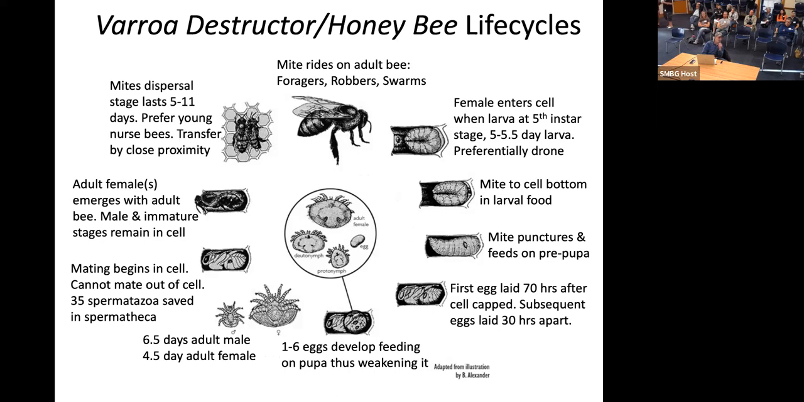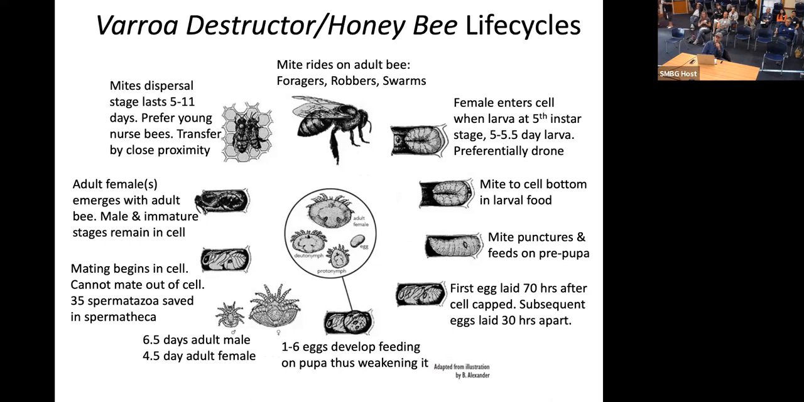Then that turns into a male. The male then develops and matures. While 30 hours later, the foundress lays the second egg, but fertilizes that. So it's now a female. So those are brother and sister.